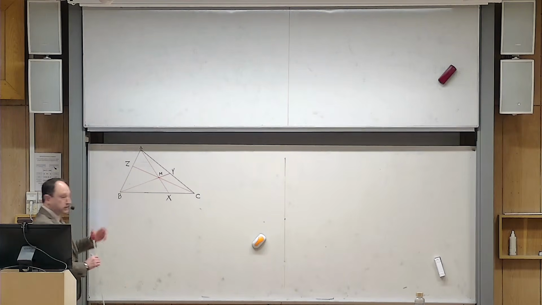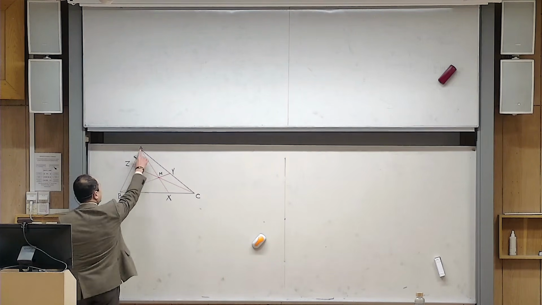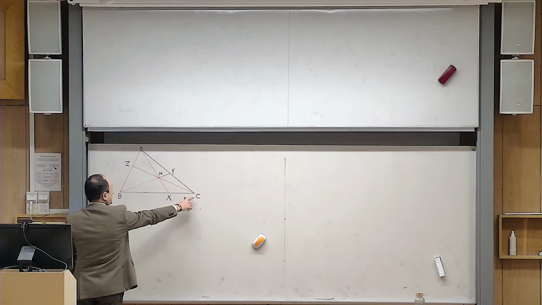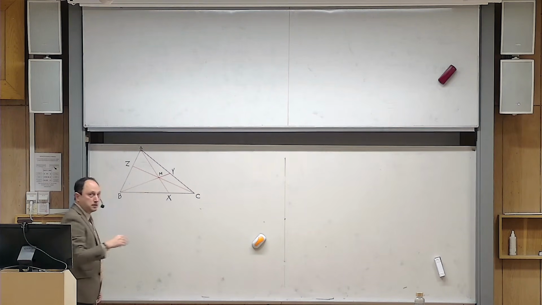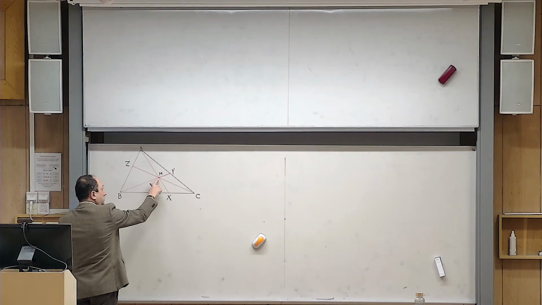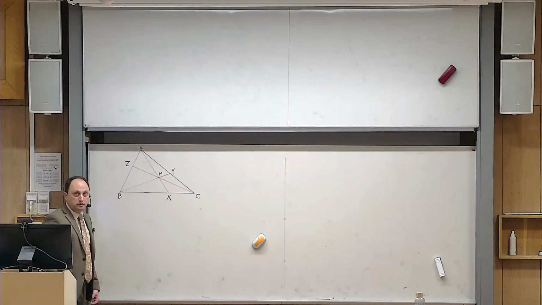Okay, so as you see, I have drawn a picture here for you. Somehow it captures the essence of Ceva's theorem. So let us see what is the content of Ceva's theorem. Here I have a triangle ABC, and I have three Cevians, AX, BY, and CZ. But they are concurrent at some point M.